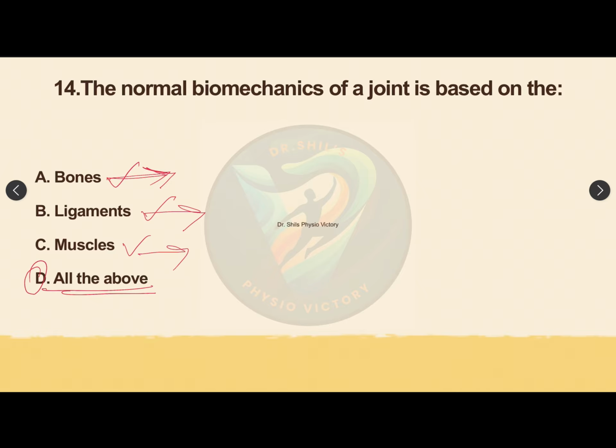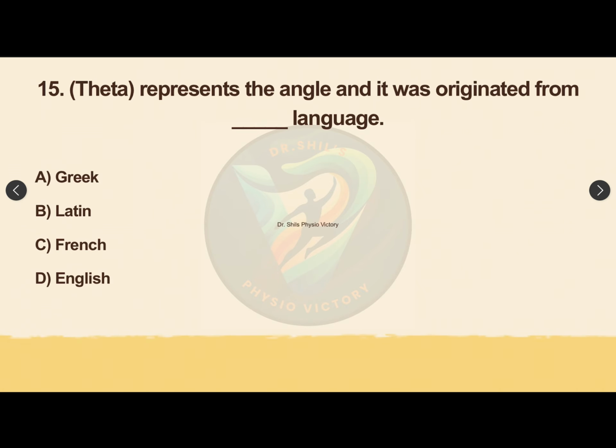Next question, question number 15. Theta represents the angle and it originated from dash language. Option A Greek, option B Latin, option C French, and option D English. Here the correct answer is option A, Greek. Theta is a Greek letter commonly used to denote joint angle, angular displacement, or rotation.